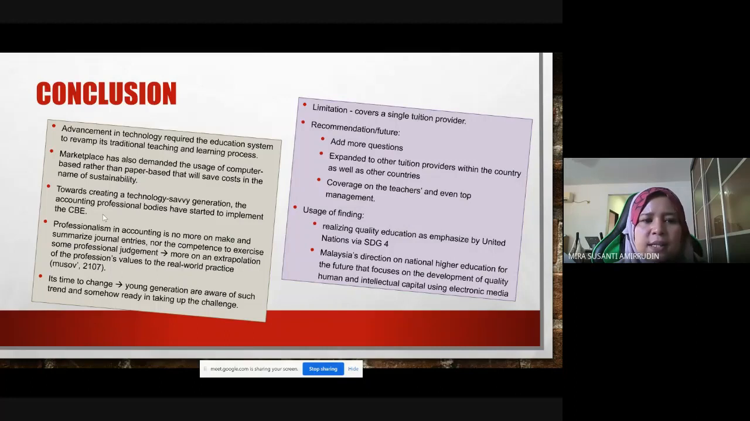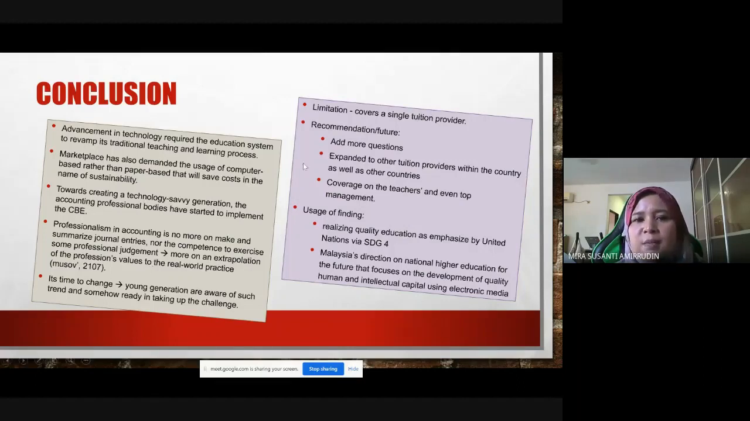Towards creating a technology-savvy generation, the accounting professional bodies have started to implement the CBE. We can see that accounting professionalism is not only about journal entries, but more on the extrapolation of professional values to real-world practice. So the times have changed, and the young generation are aware of such trends and somehow ready to take up the challenge.